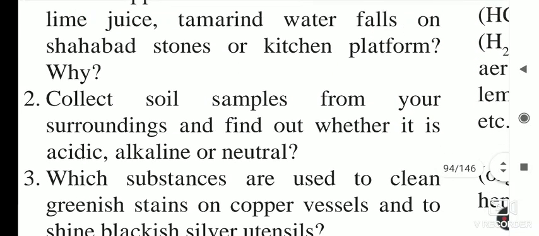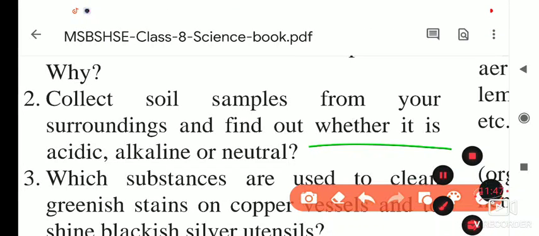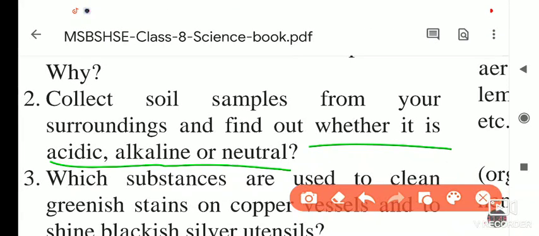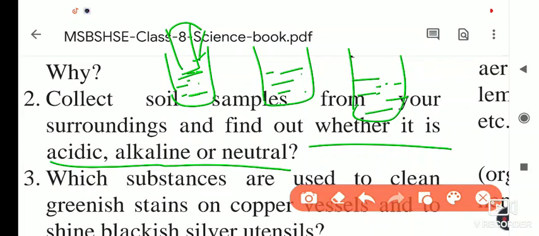The next is: collect a soil sample from your surroundings. We have to do this activity and find out whether it is acidic, alkaline or neutral. How will you do this? You have to collect the soil, add a little water to it and make a solution. If you are taking 2-3 samples, suppose I have taken 3 samples, add some water and after that collect the water from this. And in that water, put litmus paper or pH paper.